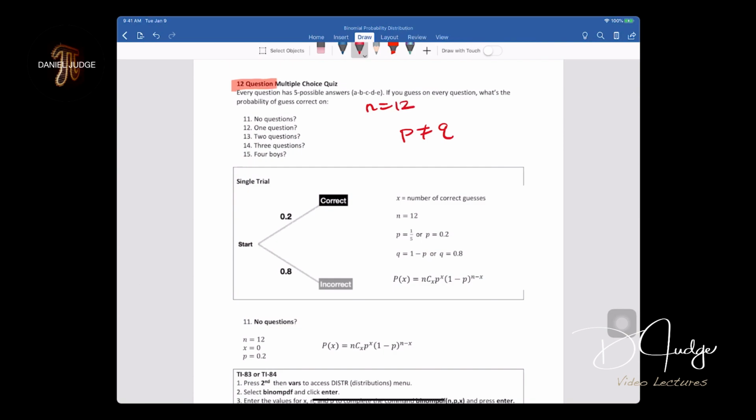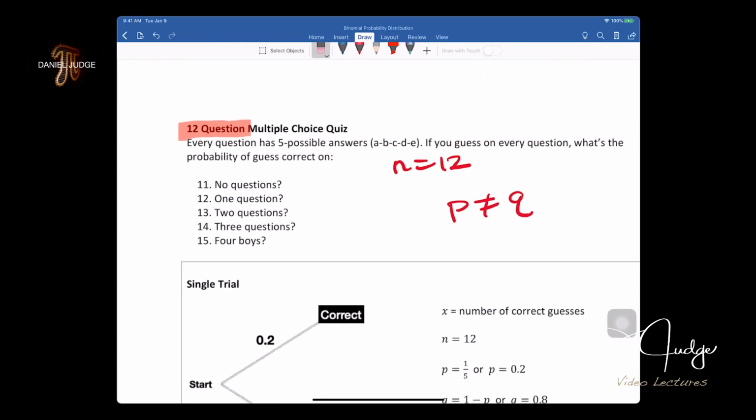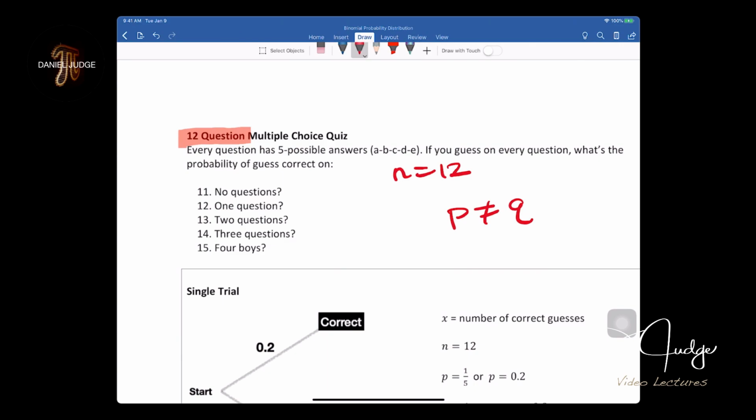And what you're going to do is you're going to guess on each one of these questions. Okay? You want to guess on each one. And hopefully you guess correct. So they want to know, if you guess on every question, what's the probability that you guess correct? So x here, ladies and gentlemen, is the number of correct guesses. It's the number of correct guesses.